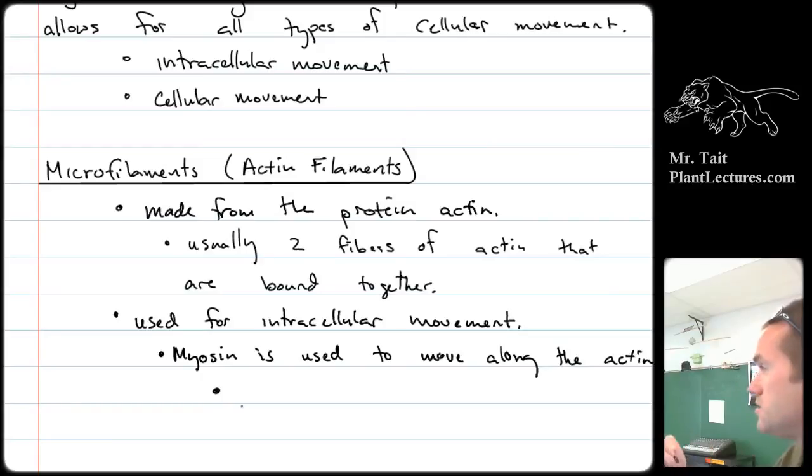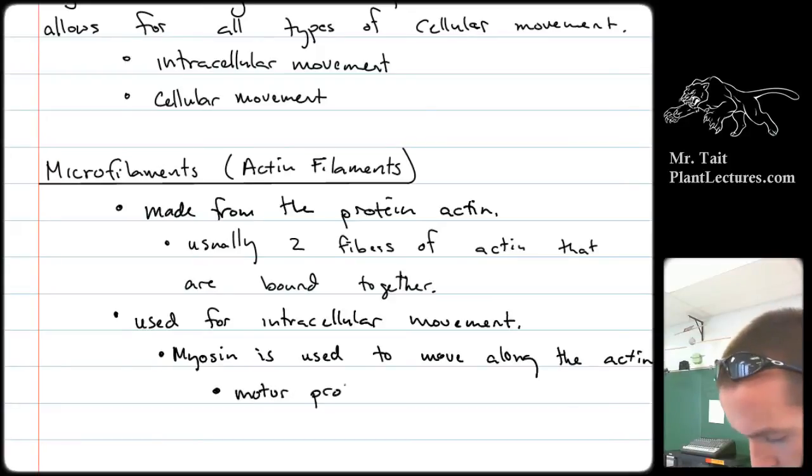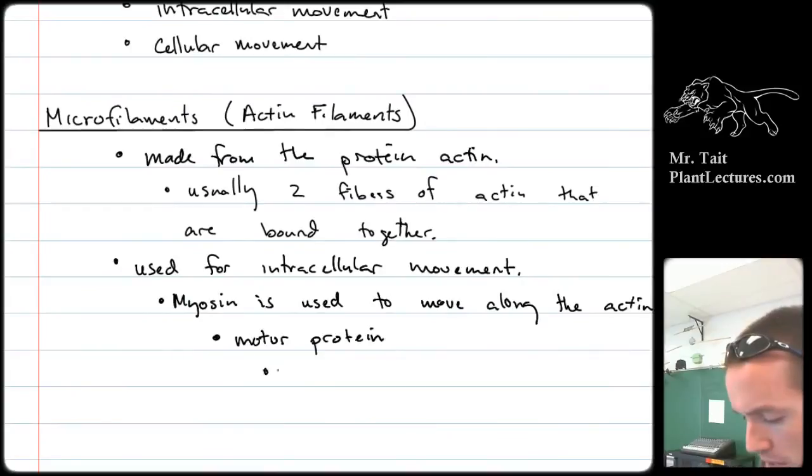So myosin is used to move along the actin. Myosin is what's called a motor protein. Motor just means to move, so this is a moving protein. Myosin is the moving protein because it moves. And the way that it moves is it has two different shapes.